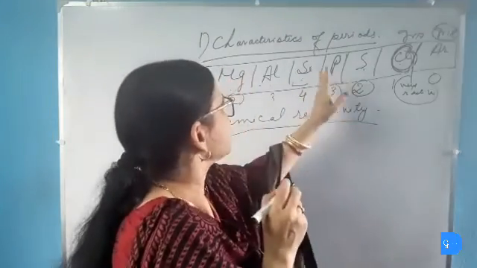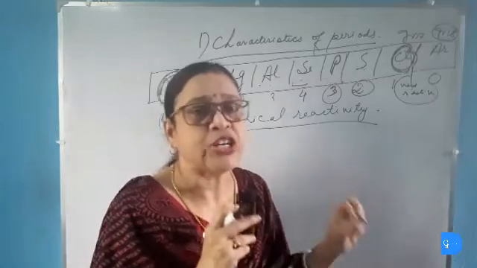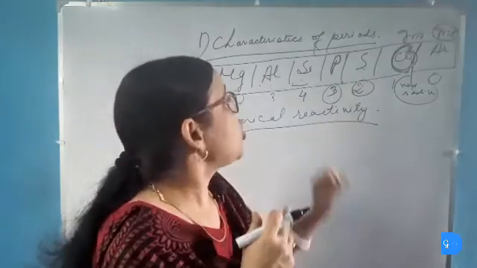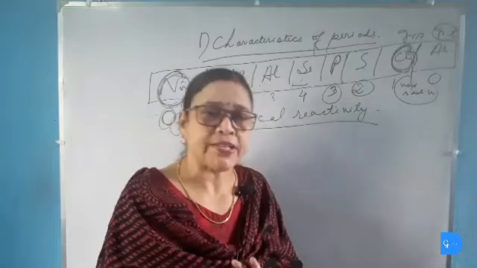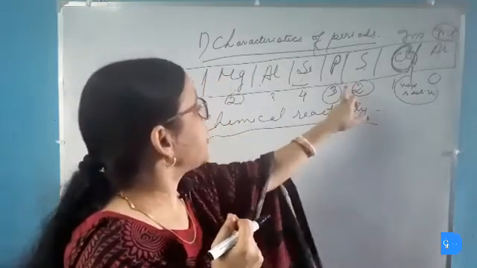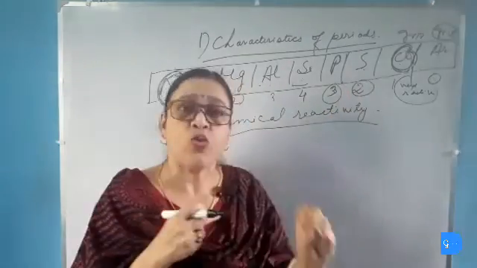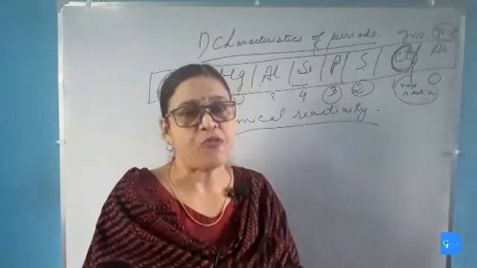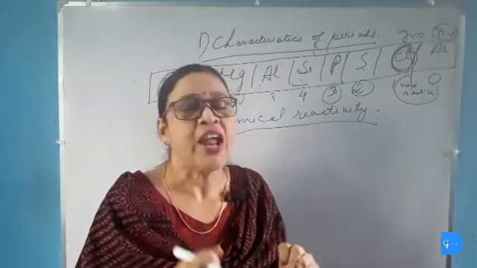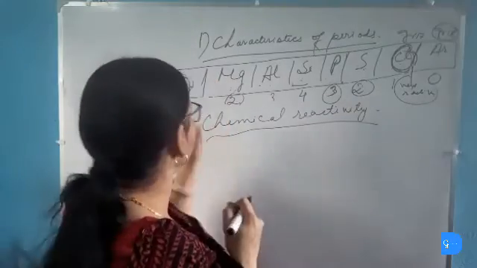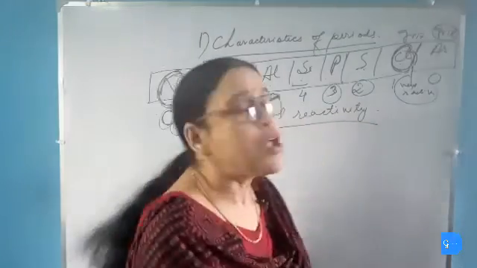Then phosphorus. So phosphorus has to gain 3 electrons to take part in the reaction, whereas sulfur has to gain 2 electrons to take part in the reaction. So it is difficult to gain 3 electrons than to gain 2 electrons, whereas chlorine has to gain only 1 electron. It is very easy for the chlorine to gain 1 electron and take part in the chemical reaction. So chlorine is very reactive and sodium is very reactive in the third period of the periodic table.